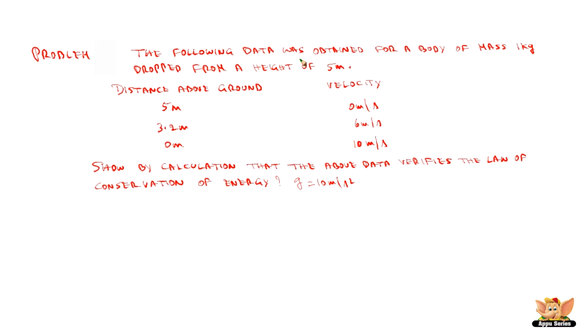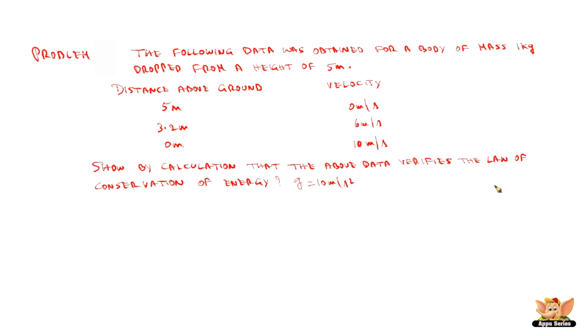Problem. The following data was obtained for a body of mass 1 kg dropped from a height of 5 meters. The distance above the ground and velocity are given at various distances: at 5 meters, 0 meter per second; at 3.2 meters, 6 meter per second; and at 0 meters, 10 meter per second. Show by calculation that the above data verifies the law of conservation of energy, where g is 10 meter per second square. What it means is, at each instant of time, the total energy of the system remains the same. That is what the law of conservation of energy shows.